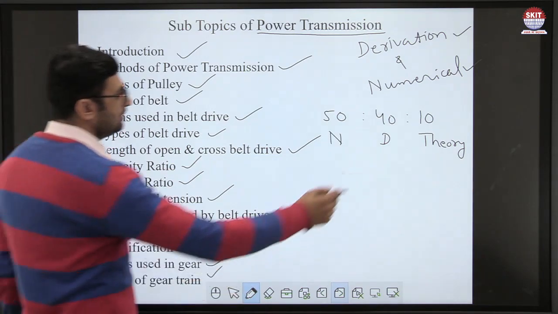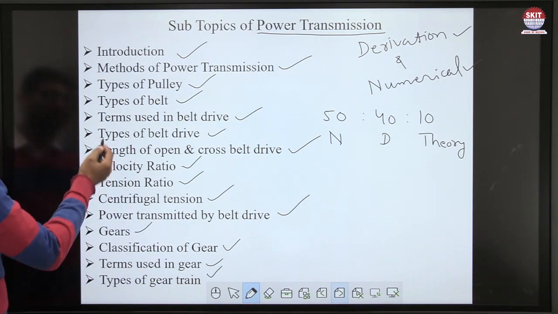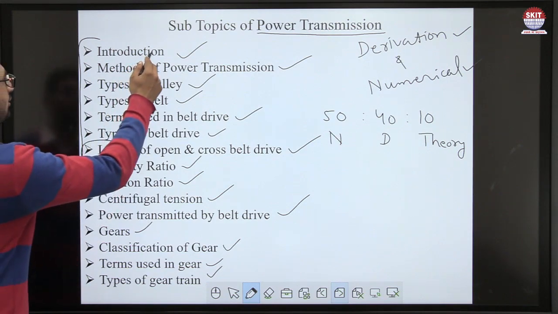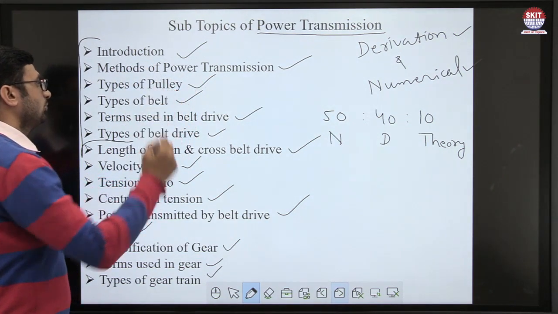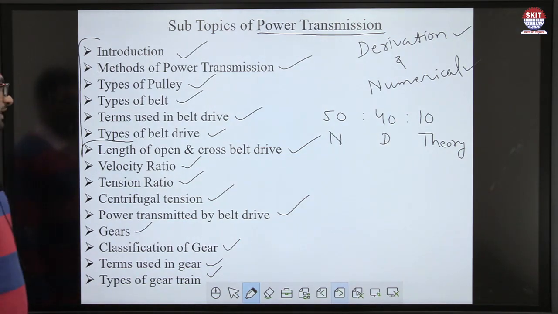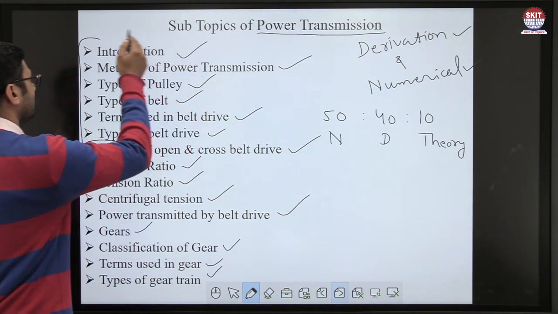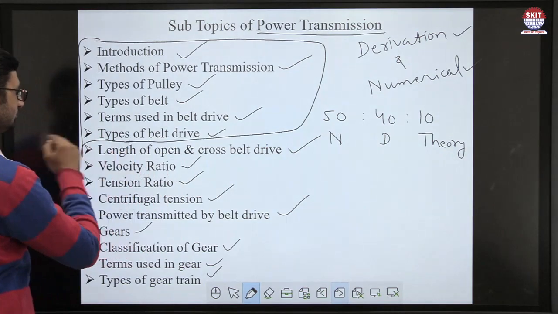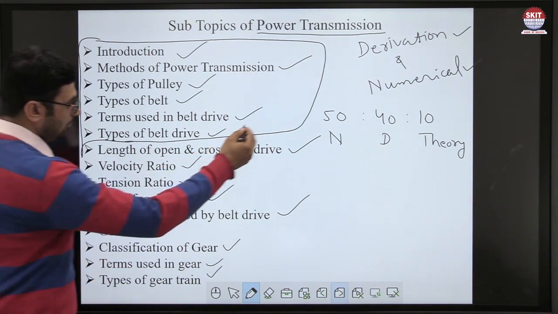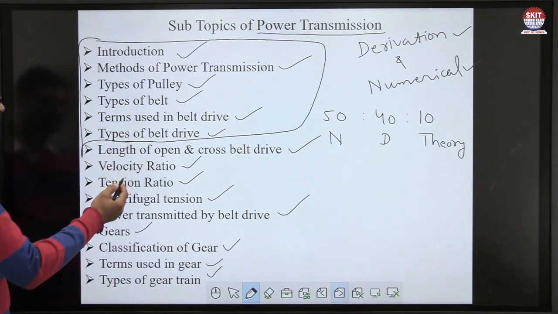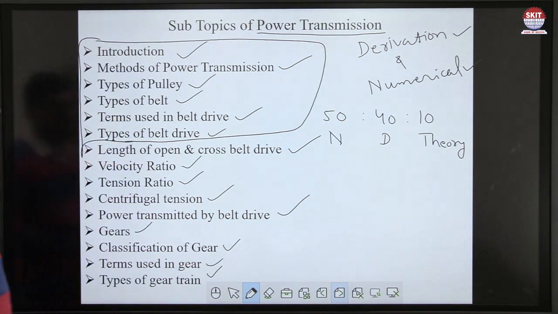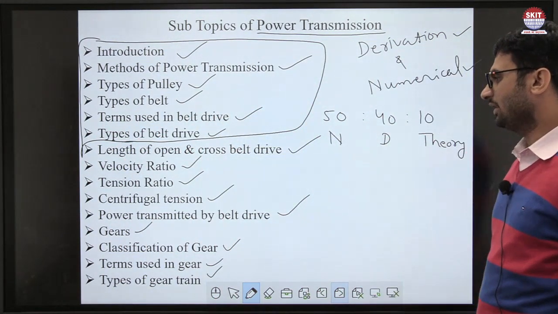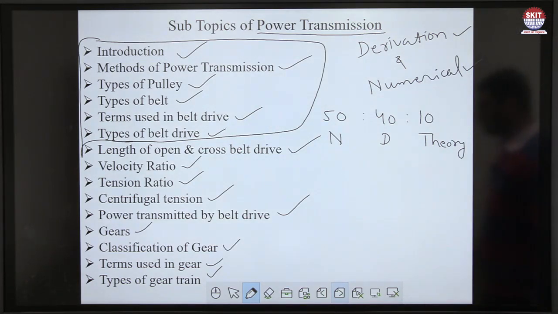The theory portion covers the first topics: introduction, method of power transmission, types of pulleys, types of belt, terms used in belt drive, types of belt drive. This is the theoretical portion of the power transmission. The further topics of power transmission have derivations, and on these derivations there are numericals which are asked in RTU exams.